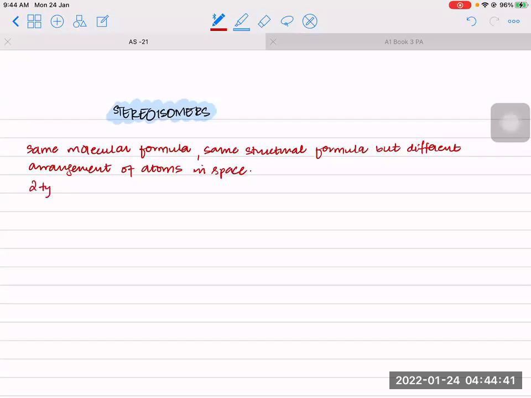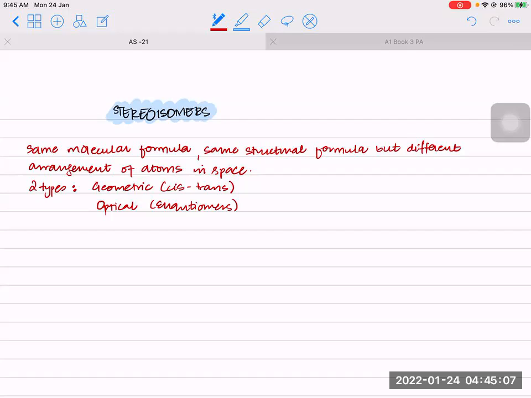There are two types of stereoisomers. We have the geometric isomerism, which is also known as Cis Trans, and we have optical isomers, which are also known as enantiomers. So let's see Cis Trans or geometric isomerism.